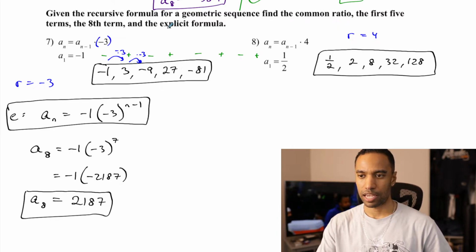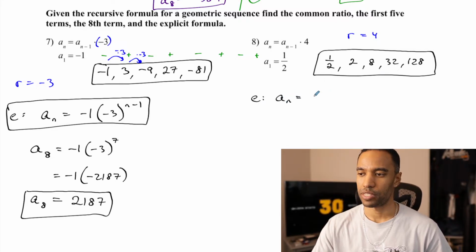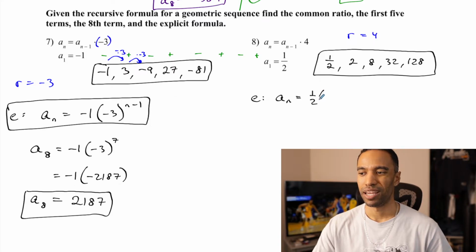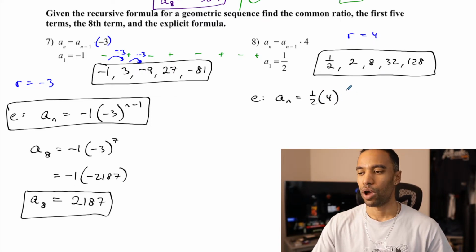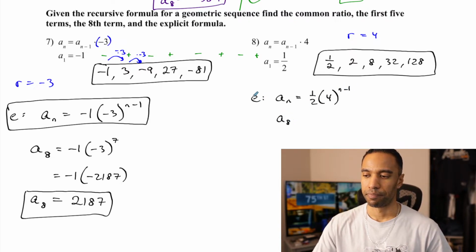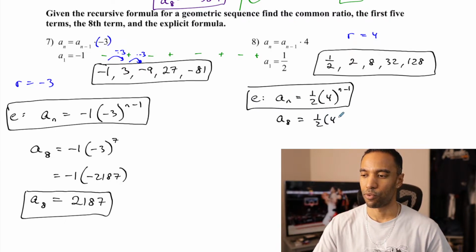To get the eighth term, we need the explicit formula. So let's attack that one. To find the value of the nth term, we take the value of the first term, which is 1/2, and we multiply by 4. I use parentheses anyway. Multiply by 4 n minus 1 times. And then the eighth term is 1/2 times 4 to the 7th power.